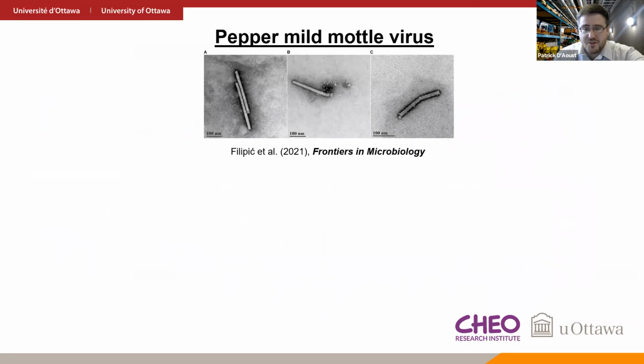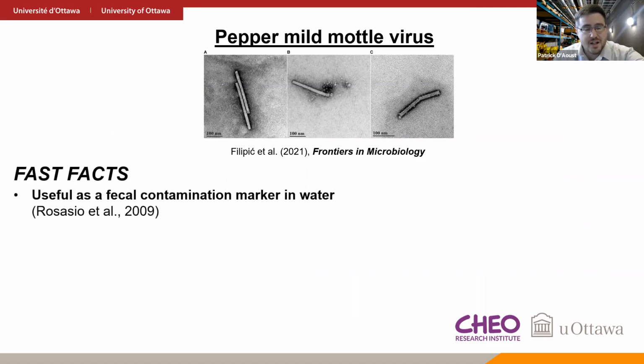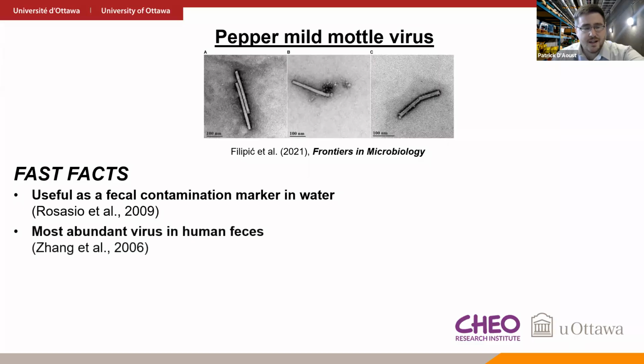So just to give you a primer on PMMOV, if you're not aware what it is. Here's an SEM picture published very recently. It's a rod-shaped virus. It's a plant virus found mostly in peppers, but also sometimes other fruits and vegetables. It's useful as a fecal contamination marker in water. If you have PMMOV in natural waters or wastewater, it's a good indication that you have human fecal matter, as it's not found frequently shed by animals. It's the most abundant virus in human feces, or one of them at least.